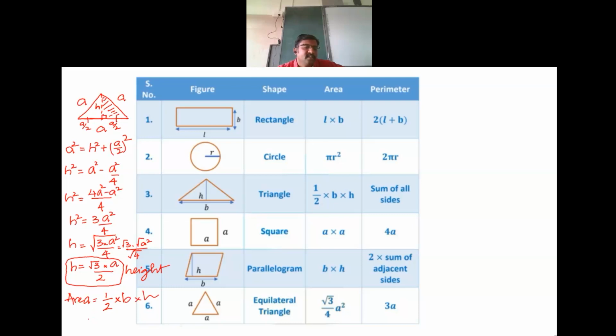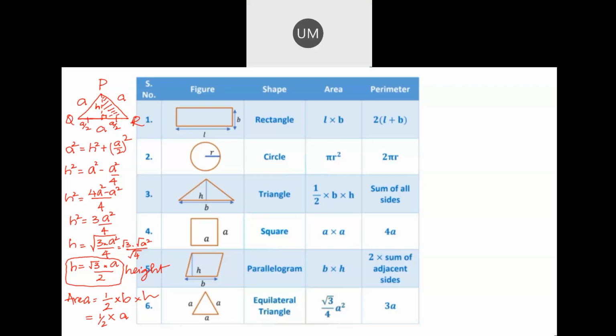Correct? What is the base here? a by 2. Base of the triangle. This is a units, right? Not a by 2. I'm taking the complete triangle. If I name this triangle as say PQR, area of triangle PQR is, sorry, base is a. Base multiplied to height.